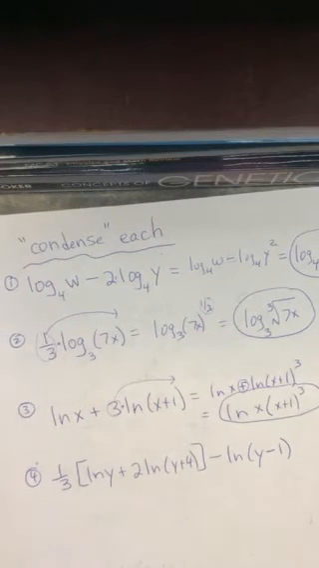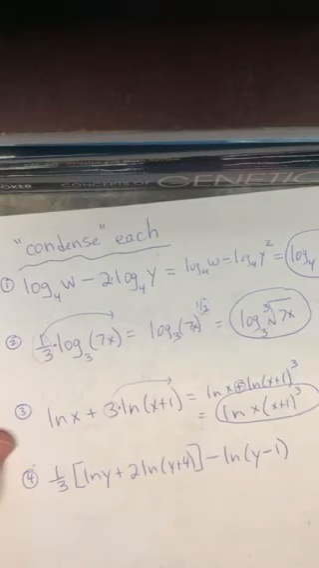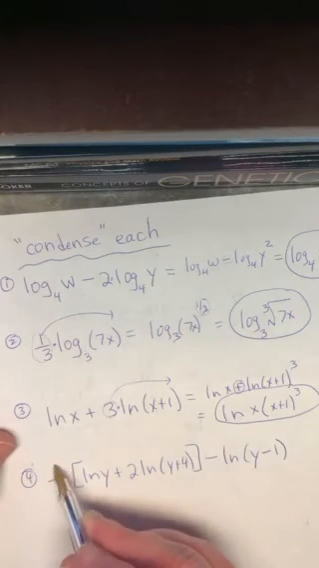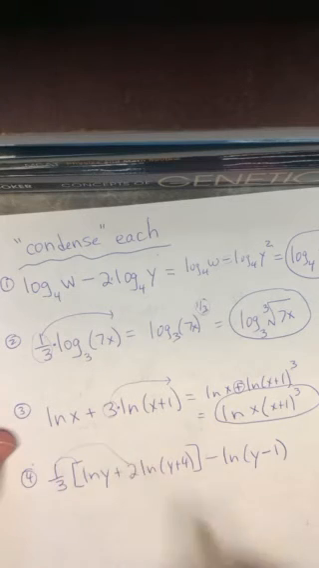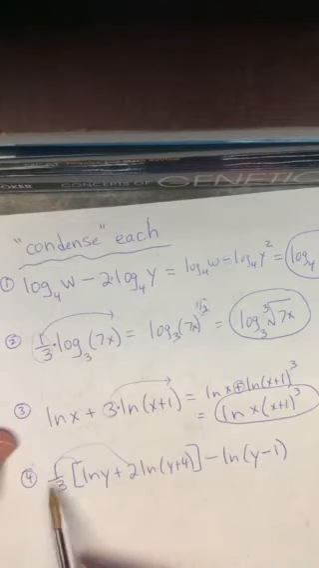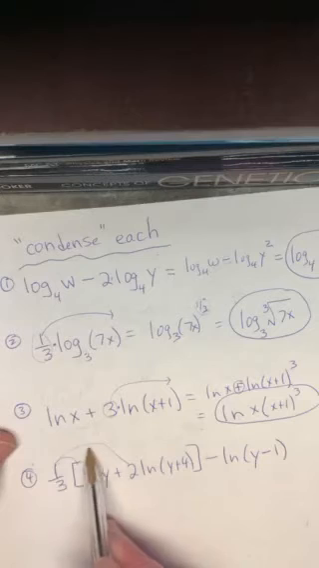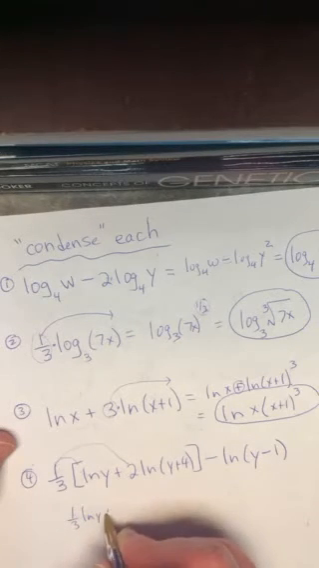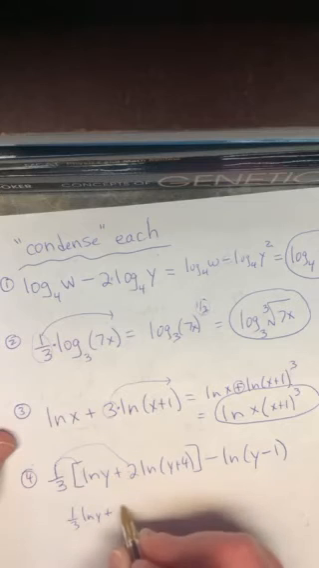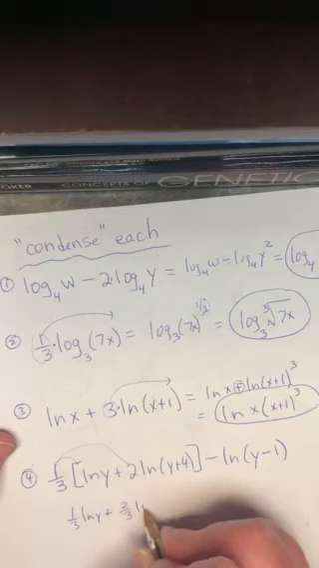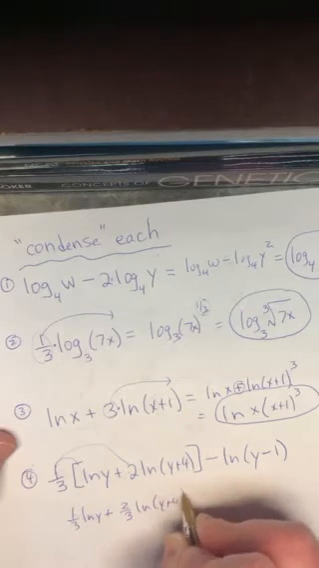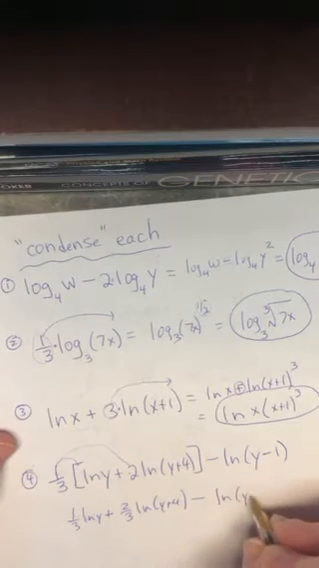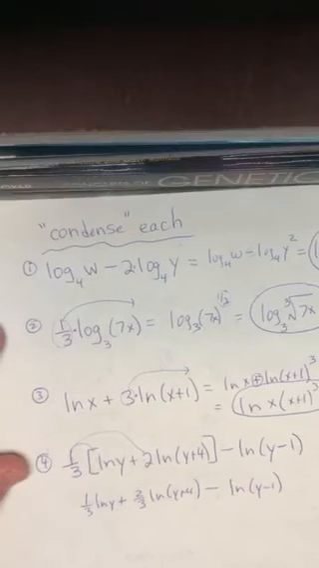Finally, do we agree here on this first one? I'm trying to condense all of this. Guys, I can distribute that 1/3, can't I? 1/3 gets distributed to him and to him. So I'm going to have 1/3 ln y plus, what's 1/3 times 2? 2/3 ln of y plus 4. Minus, by the way, I still got that guy down there at the end that I'm not worried about yet.